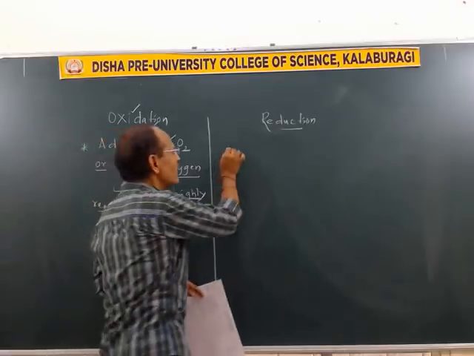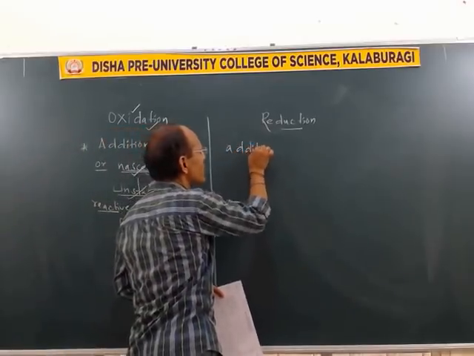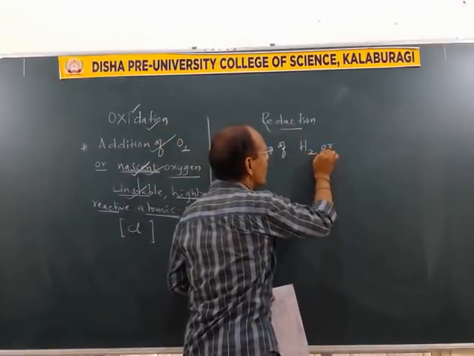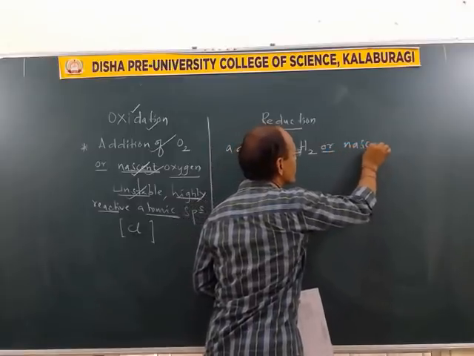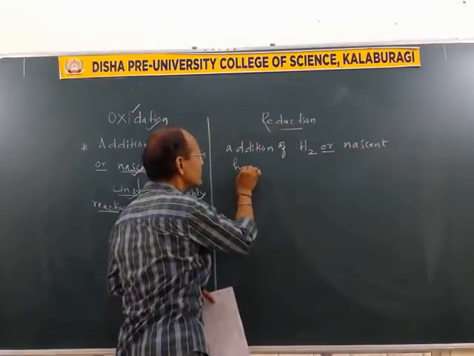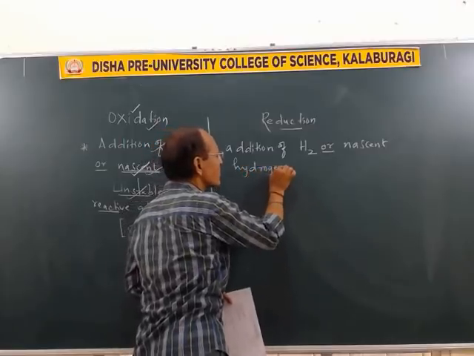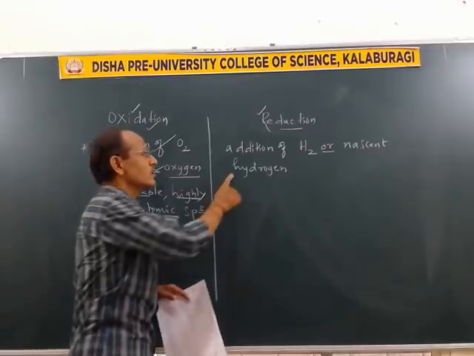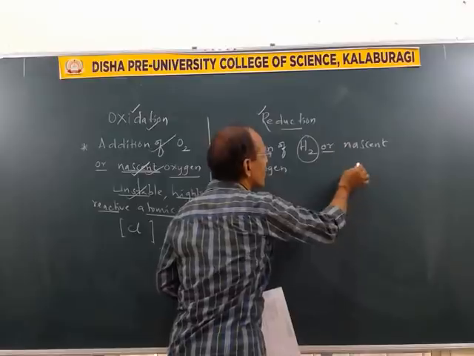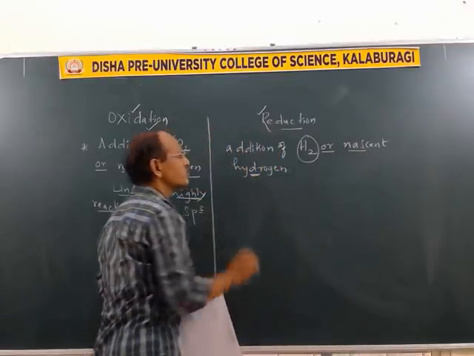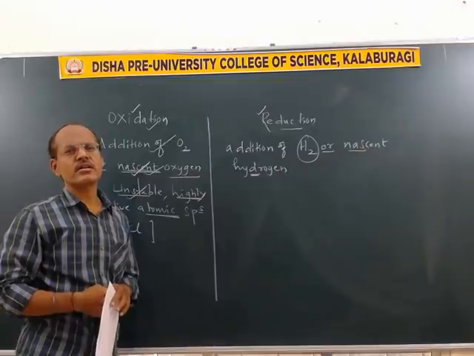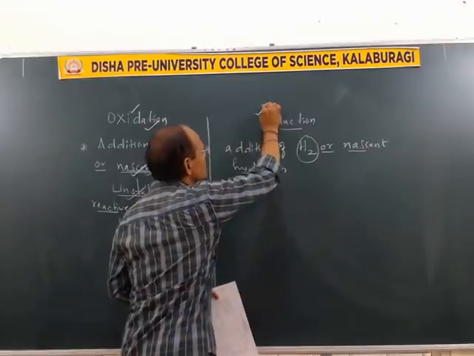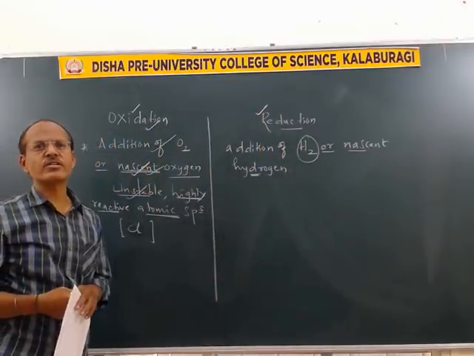Like that, addition of hydrogen or nascent hydrogen is reduction. Addition of hydrogen or nascent hydrogen is nothing but reduction. So, oxidation and reduction, this is the first definition.